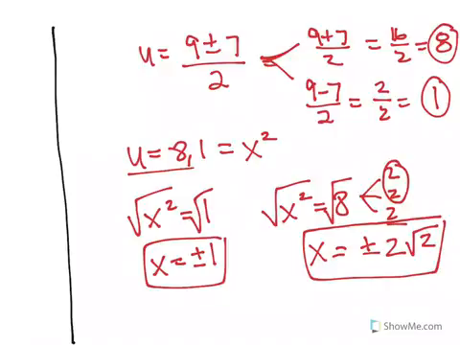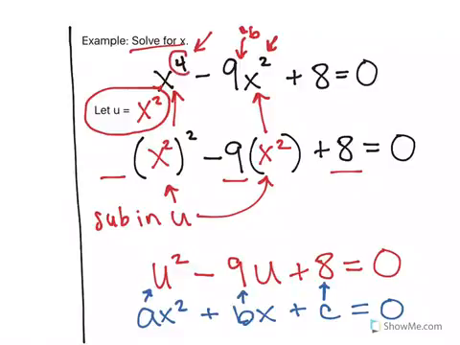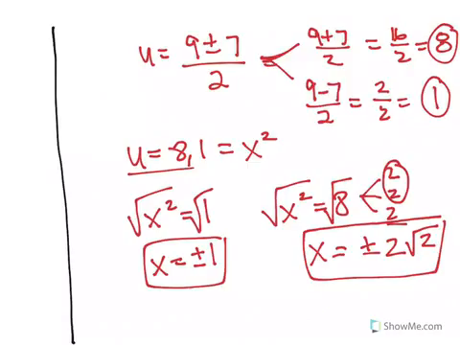So in this case, we have 4 possible answers for x. And that makes sense because in this problem we had x to the power of 4. That tells us how many solutions there likely are in the problem. So we have 4 solutions for a polynomial that is to the power of 4.